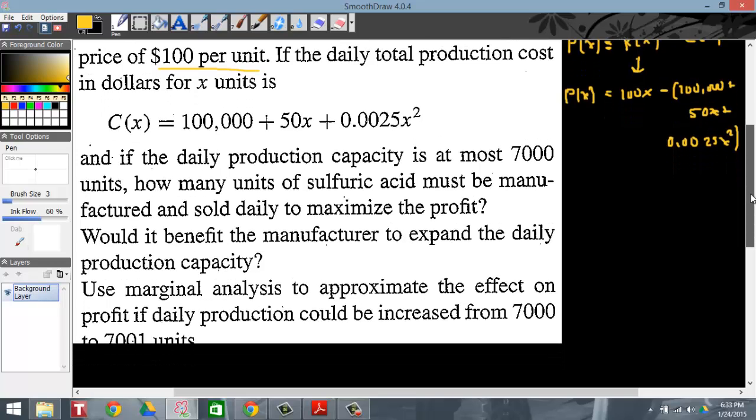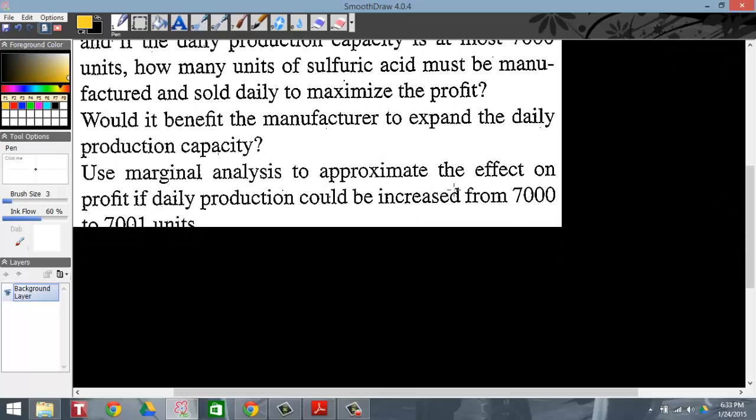Now don't forget, the whole thing is being subtracted, so when I go to clean this up on the bottom here, I'm going to distribute in that negative. So what I get is P of x ultimately equals, this is after everything's been simplified, negative 100,000 plus 50x minus 0.0025x squared.